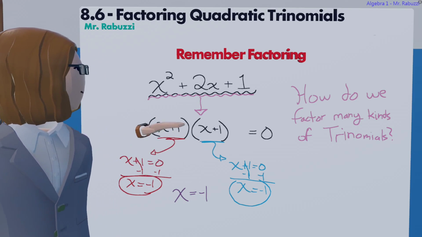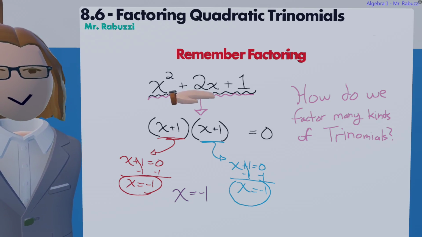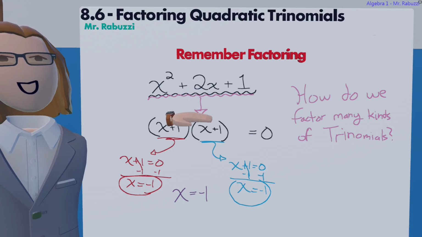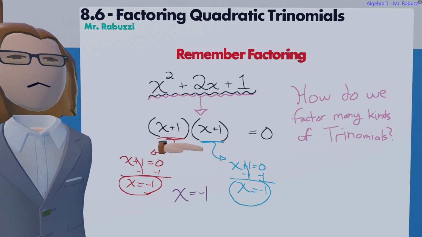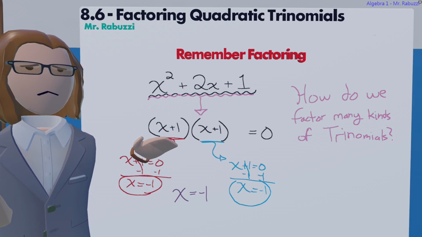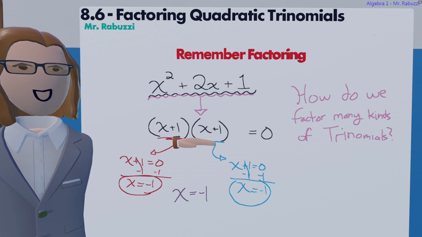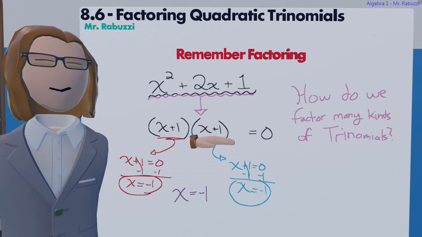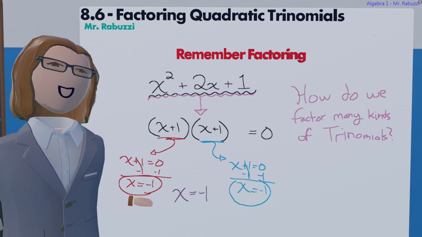So the secret is we have our polynomial. Today we're going to be doing trinomials specifically. We factor it, and we get our factors. A quadratic trinomial is going to have 2 factors only. So we will get 2 factors. And we can say, if those both equal 0, we can solve to find out the answers.